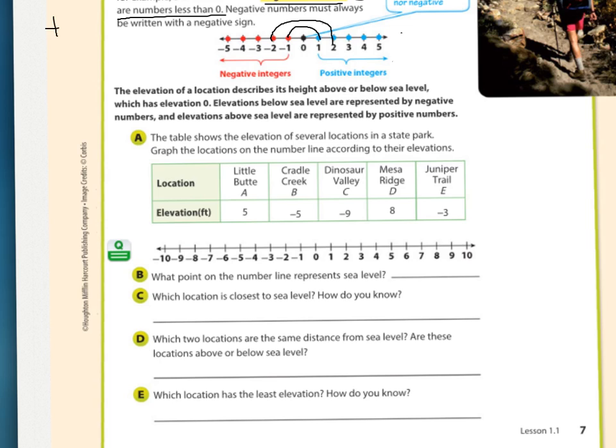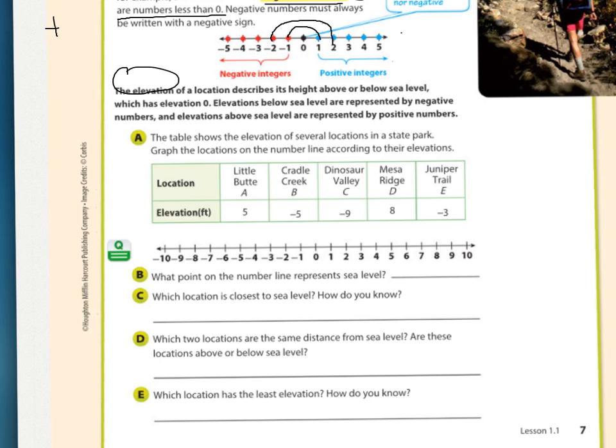When you apply positive and negative integers to real life, you can be talking about elevation. Elevation describes how it compares to sea level. So you have feet above sea level and feet below sea level. And where we live in the Rio Grande Valley, we are just a few feet above sea level, not very many at all.